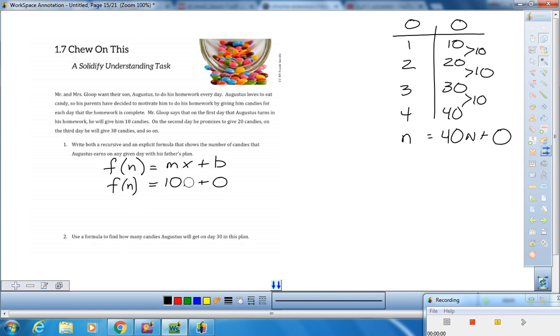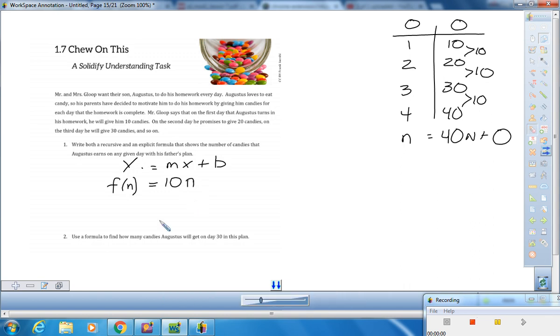I'll change my x to an n. These are the same thing. y equals mx plus b, f of n is equal to 10n plus 0. They're both in the same format. We'll just call that 10n.